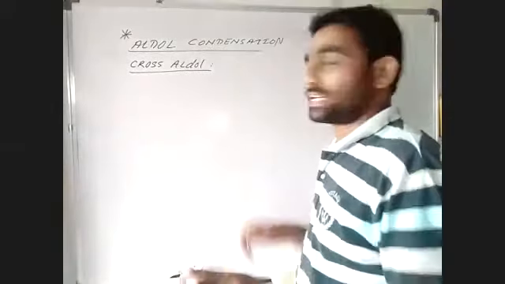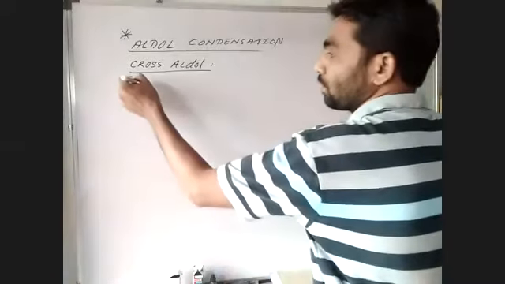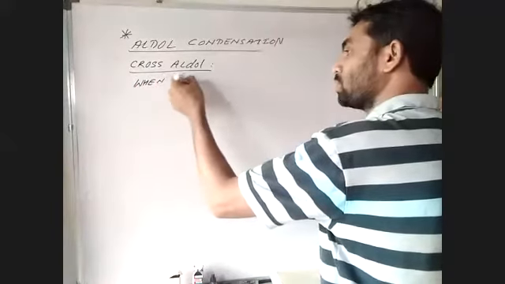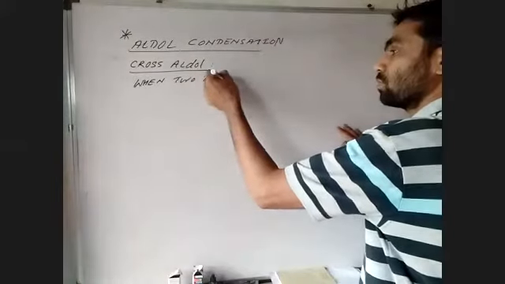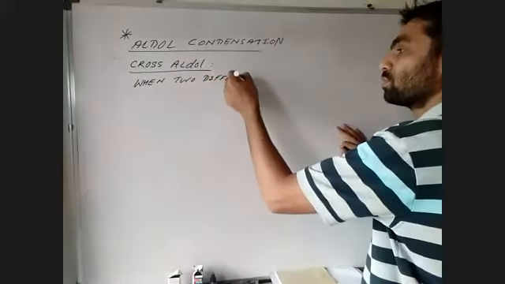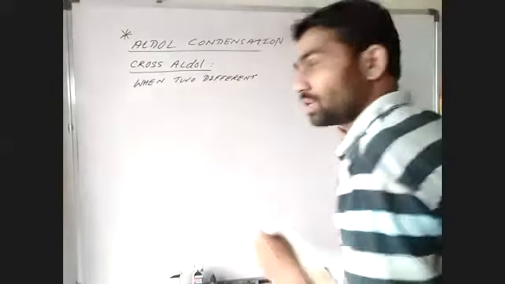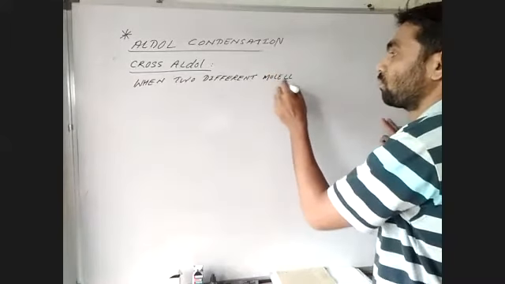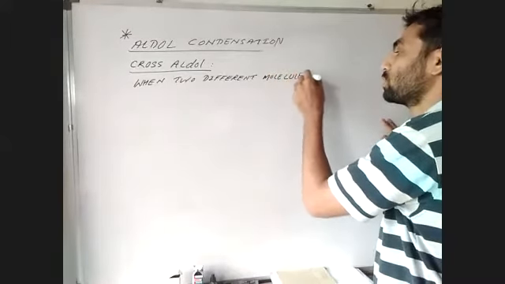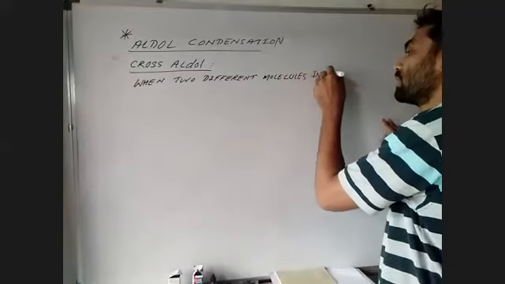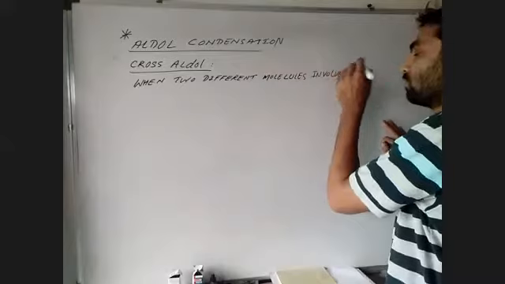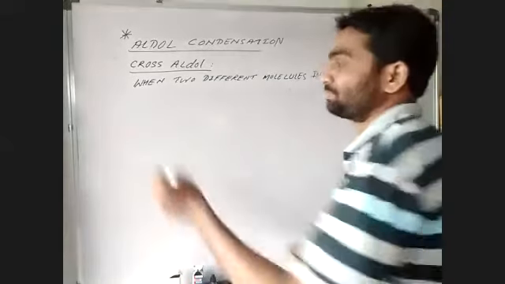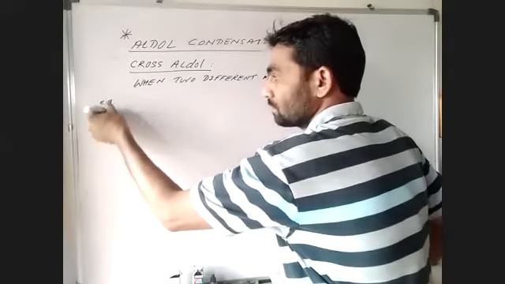So what is a cross aldol? What is a cross aldol? When two different molecules are involved in this reaction, it's called a cross aldol. Example C.